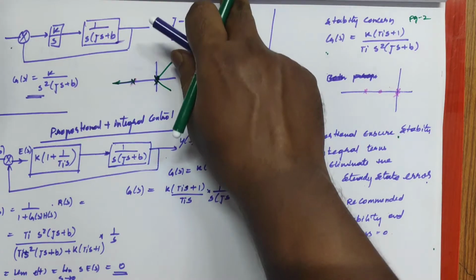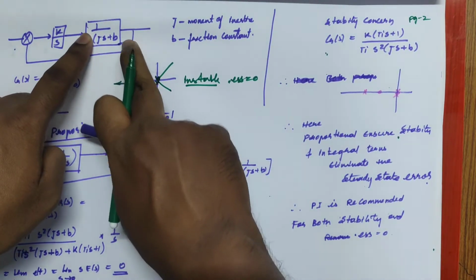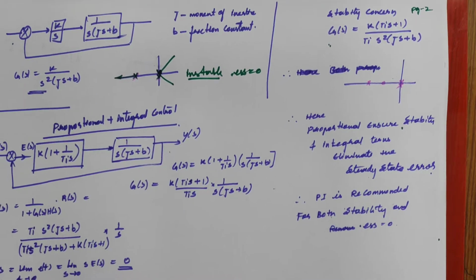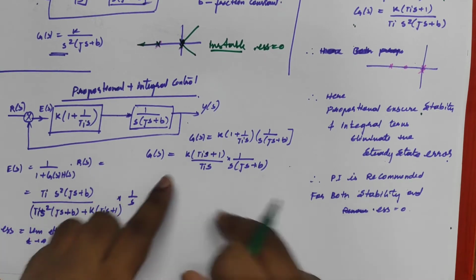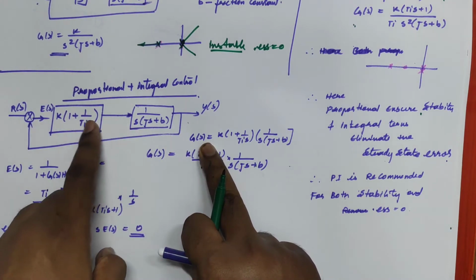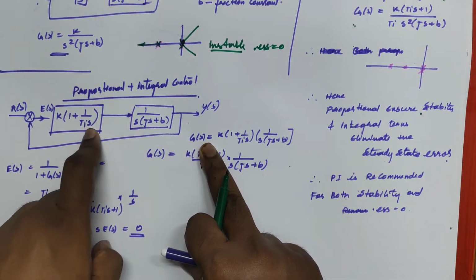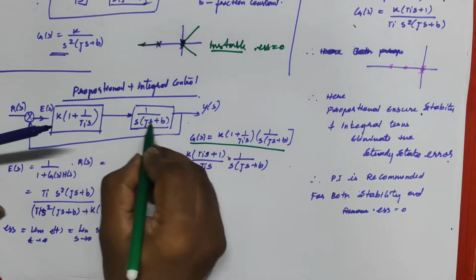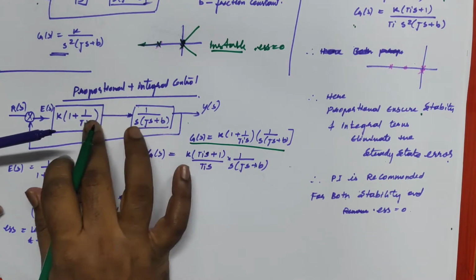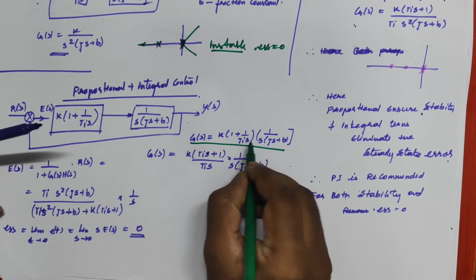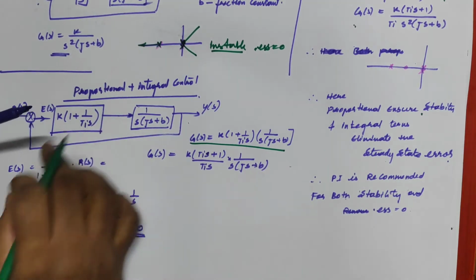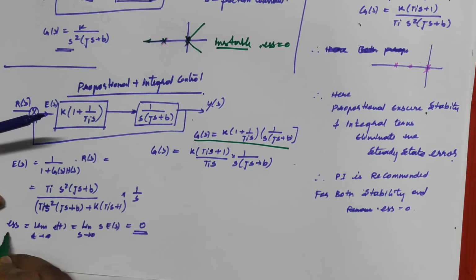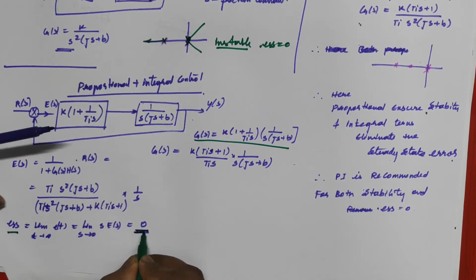So what we see now is, for this system, I have incorporated proportional plus integrator. Now see the magic here. The overall system G(s) is K into (1 plus ...). So this is the overall system. These are in cascade. So I added these things and obtained this. By the same mathematics for steady state error, I have a steady state error equal to 0.